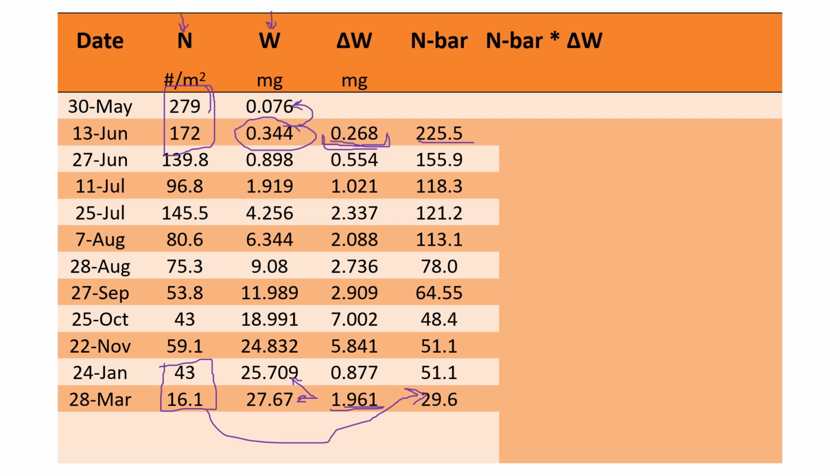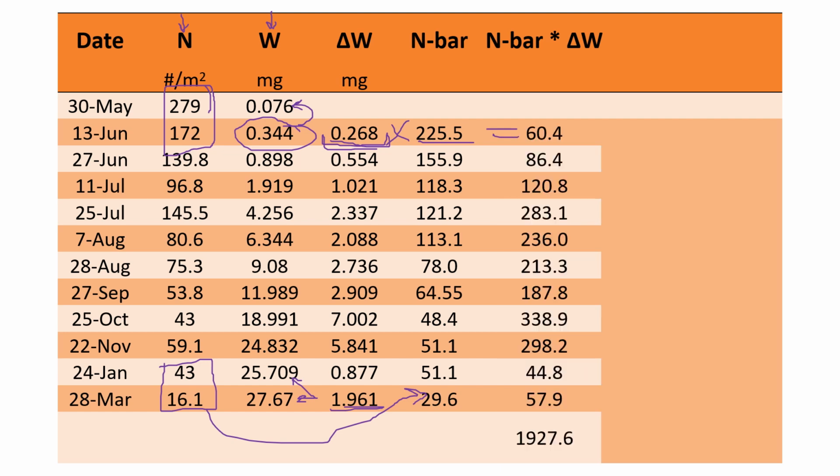And now all you have to do to calculate production is multiply those two columns together, and they will equal the next column. So 0.268 times 225.5 will get you the amount of production in milligrams per meter squared, right?